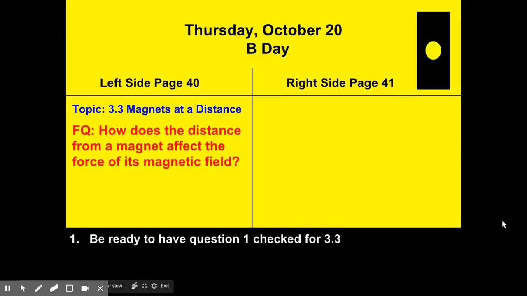Hey, it's Mr. Mon, and it is October 20th. We are on page 40. Our topic today is Investigation 3.3, Magnets at a Distance. Our focus question is, how does the distance from a magnet affect the force of its magnetic field?